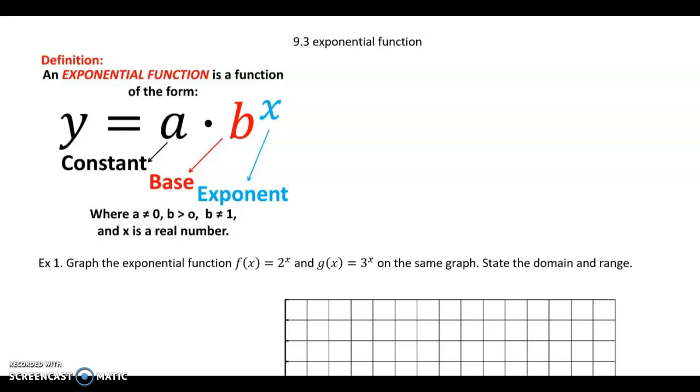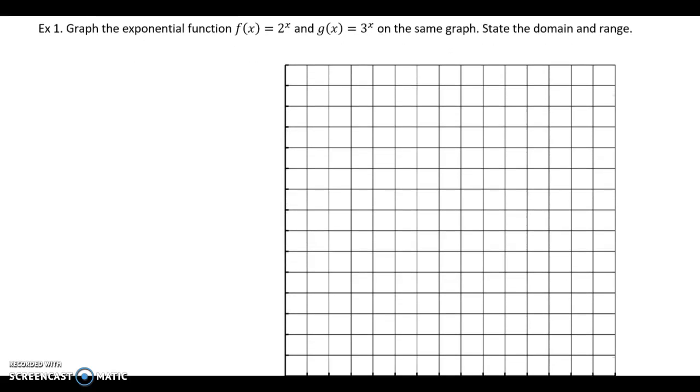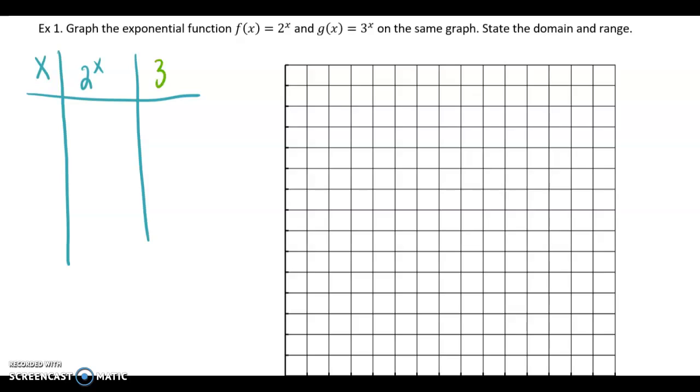And so example number 1, we're going to go ahead and graph the functions f of x equals 2 to the x and g of x equals 3 to the x on the same graph, and we're going to state the domain and the range. So we're going to do x, and we'll do 2 to the x and 3 to the x. For our points, let's just do -2, -1, 0, 1, and 2.